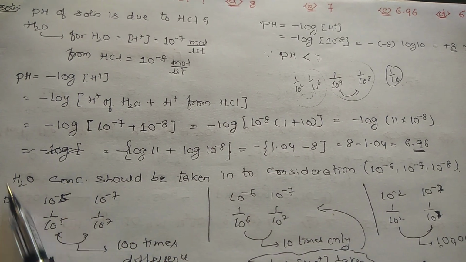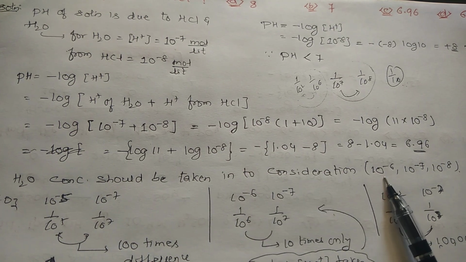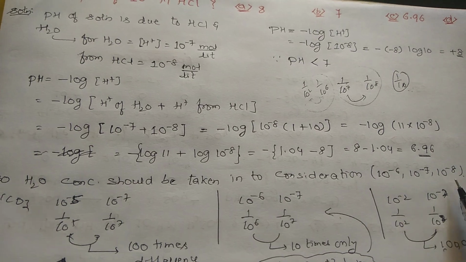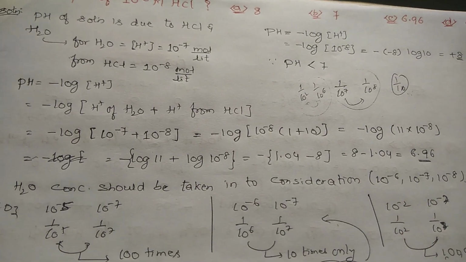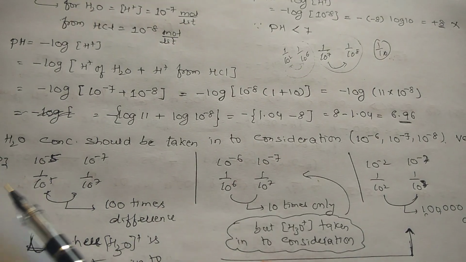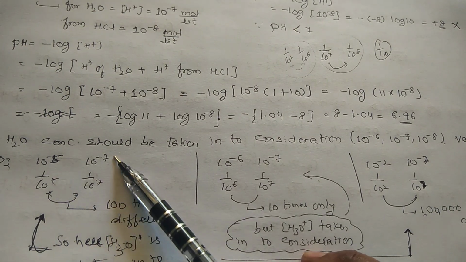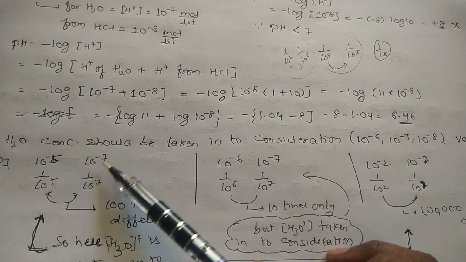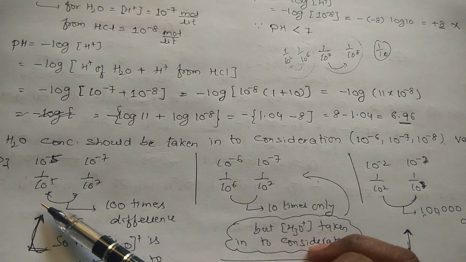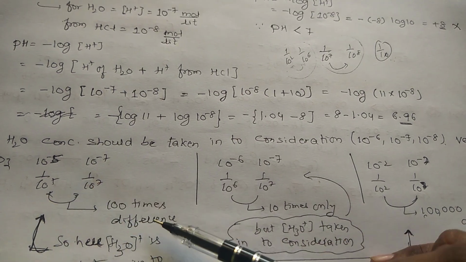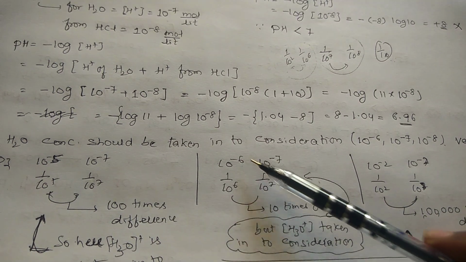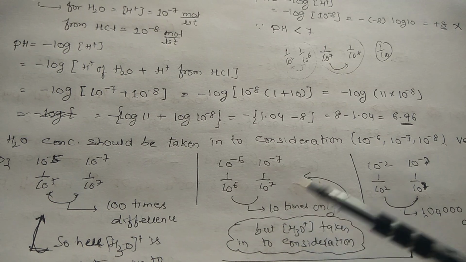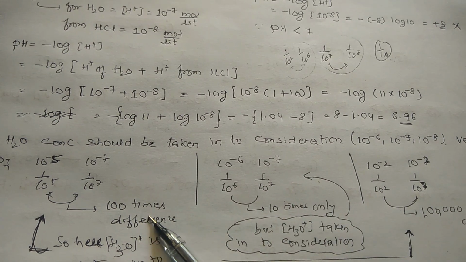When the H2O concentration is taken into consideration, when the values are 10 power minus 6, 10 power minus 2 and 10 power minus 8, okay, then you can take it into consideration. Because if you take 10 power minus 5 and 10 power minus 7, 10 power minus 5 can be written as 1 by 10 power 5, and 10 power minus 7 as 1 by 10 power 7. So the difference here is 100 times. Suppose you go for 10 power minus 6 and 10 power minus 7, the difference here is only 10 times. This is a very small difference. Here it is 100 times.